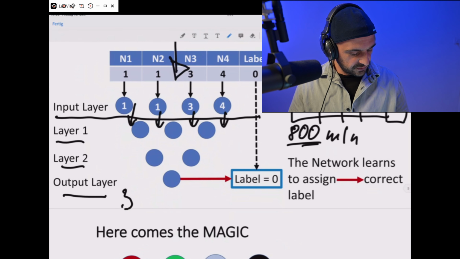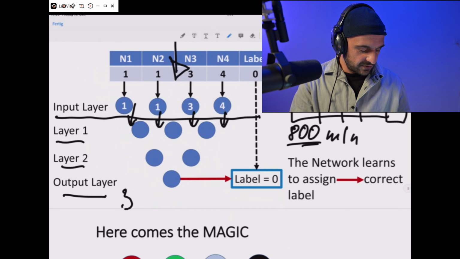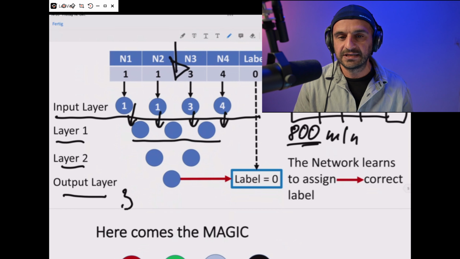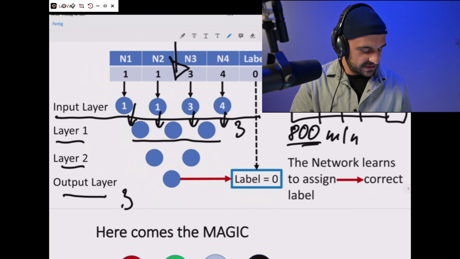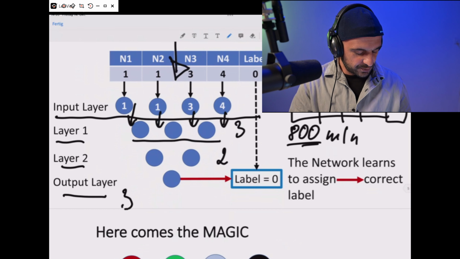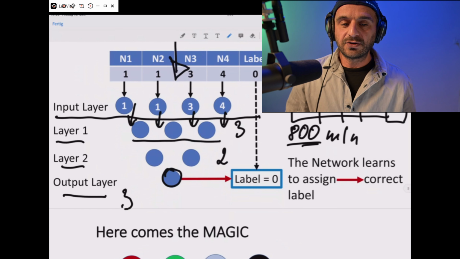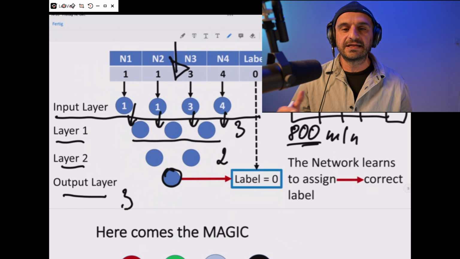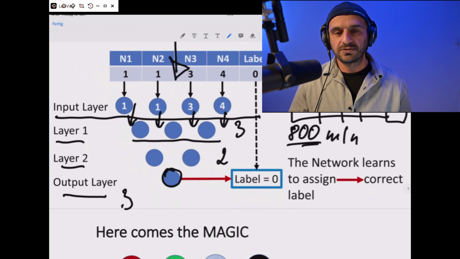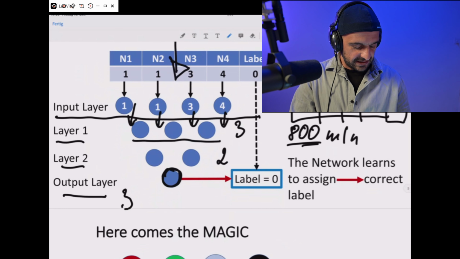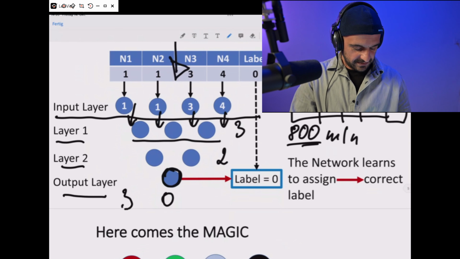So what do they do? We will see. Now we see that the first layer has 3 neurons, only 3. It's really, really tiny. The second layer has 2 neurons, and the output layer has only 1 neuron. Why 1? Because our task is to assign label 0 or 1. In this binary task, we don't need more than 1 unit. So the output of this layer will be either 0 or 1.